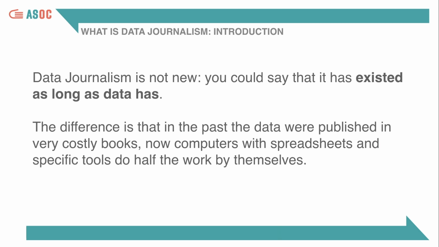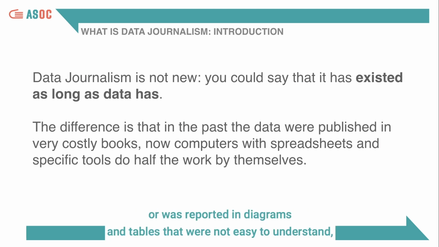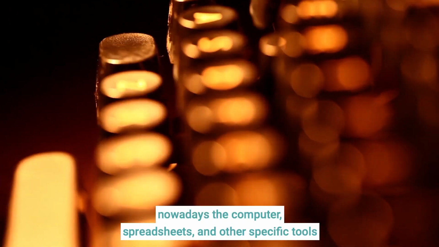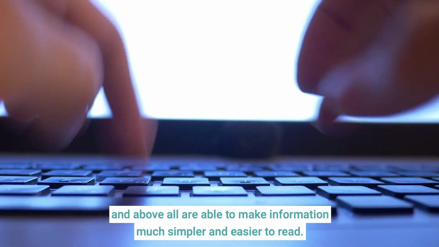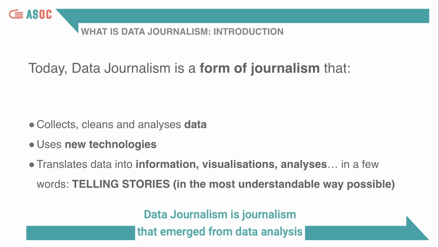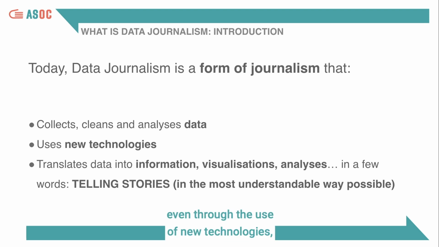The difference is that while in the past data was published in very expensive books or was reported in diagrams and tables that were not easy to understand, nowadays the computer, with spreadsheets and specific tools, does half of the work, and above all, it is able to make information much simpler and easier to read. Data journalism is journalism that was created out of analysing data, with the aim of extracting information and telling, even through the use of new technologies, the stories behind it.